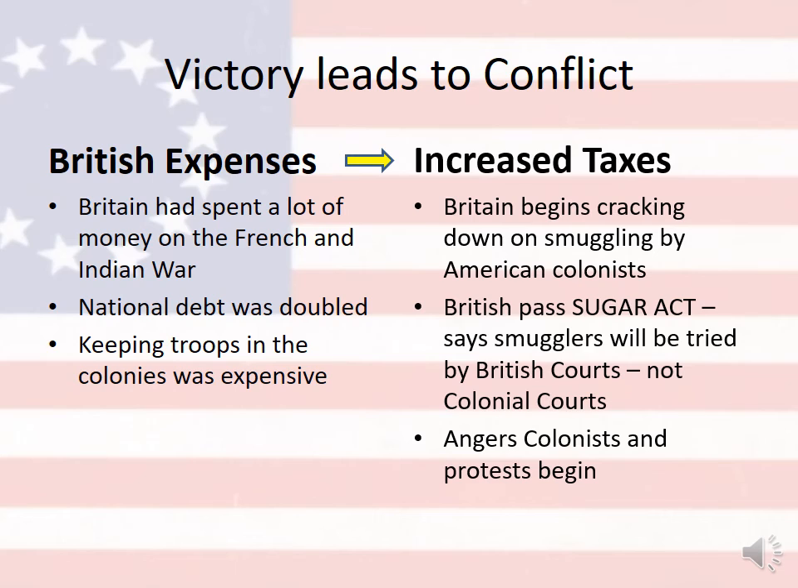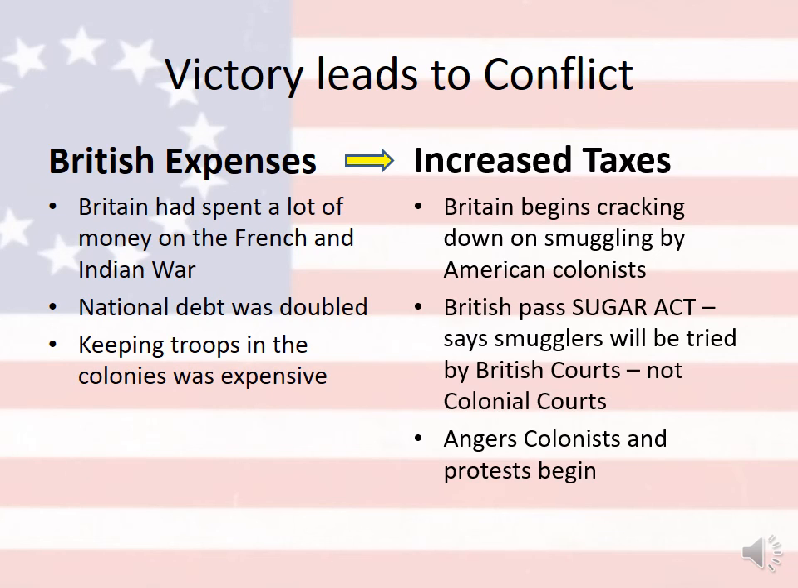So we will talk about taxes. We'll talk more in depth about taxes next chapter. But the British expenses: Britain had spent a lot of money on the French and Indian War. Their national debt had doubled up until this point. Keeping troops in the colonies was expensive. So what did they do to offset all of those expenses?